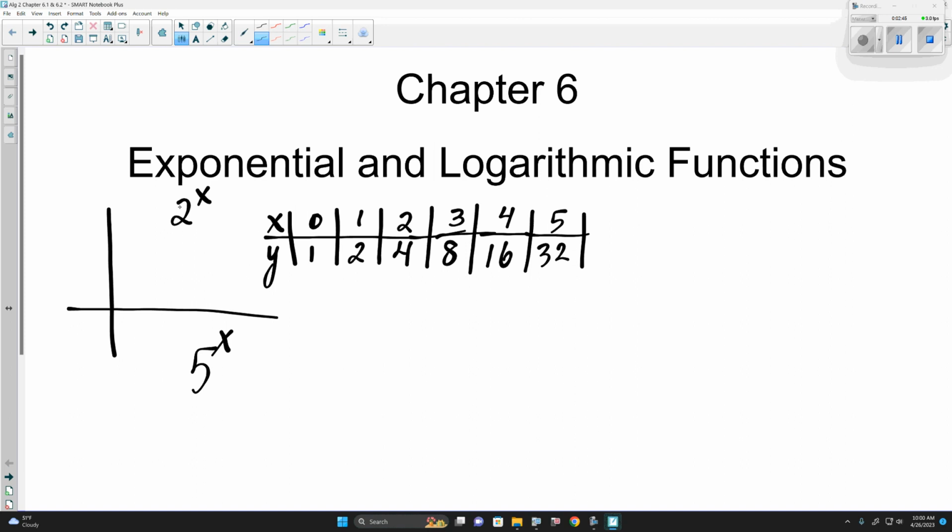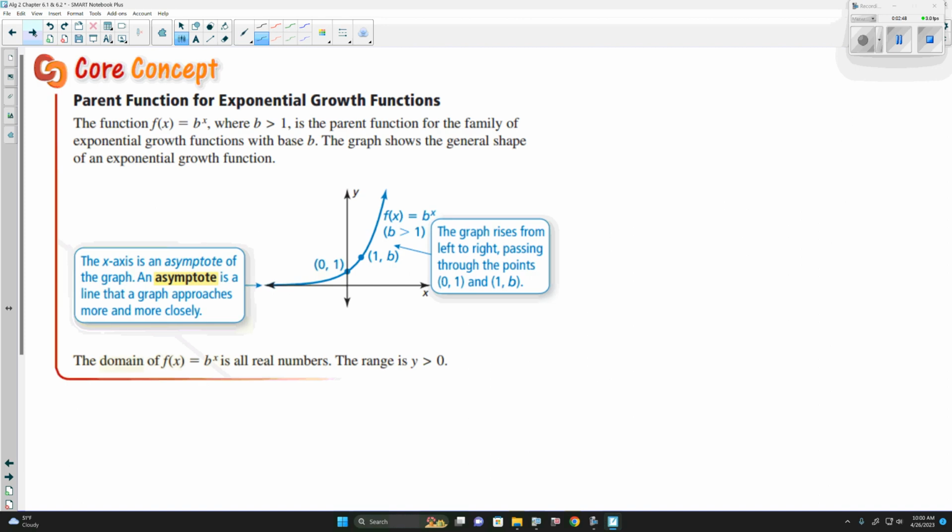Now there are 2 types of exponentials that we can talk about. The first one is called exponential growth. That means as we increase the x values from left to right, the y values are going to increase. So the parent function, f of x equals b to the x, where b is greater than 1, is the parent function for the family of exponential growth functions with base b. The graph shows the general shape of an exponential function. So if b is greater than 1, it's considered exponential growth.